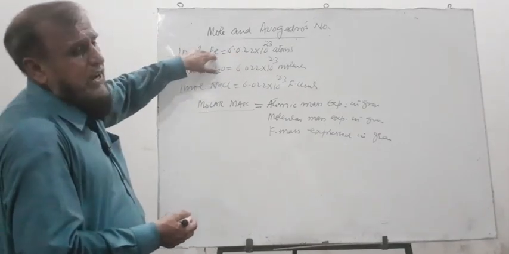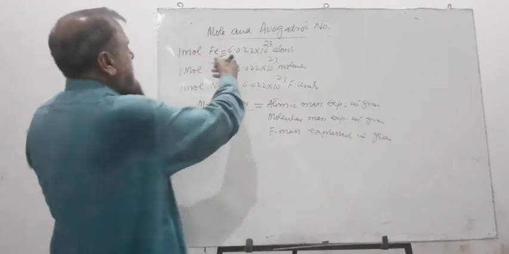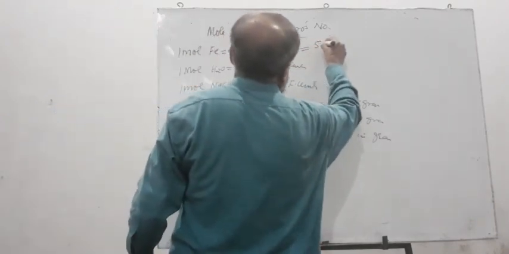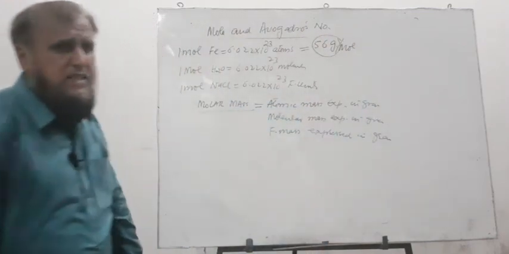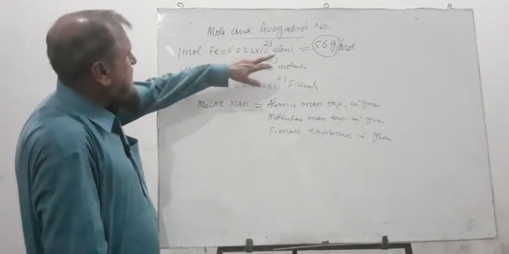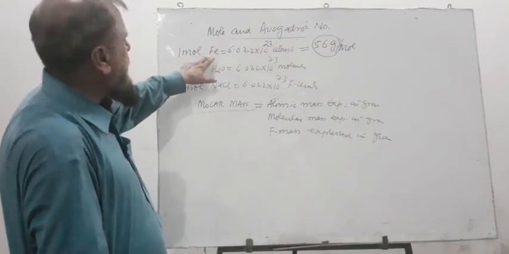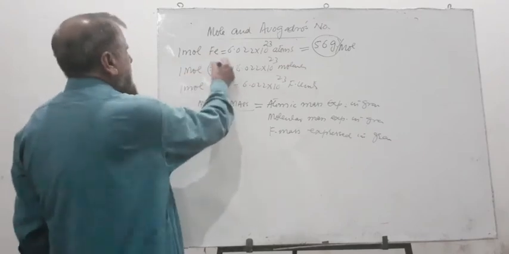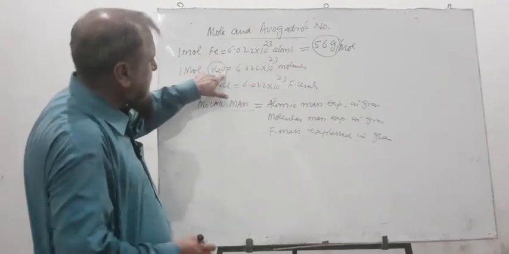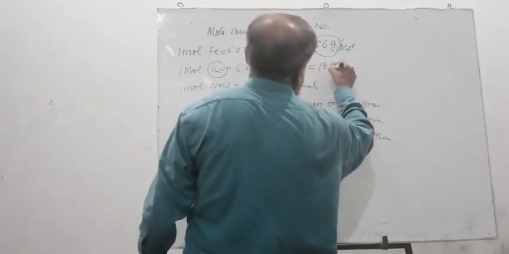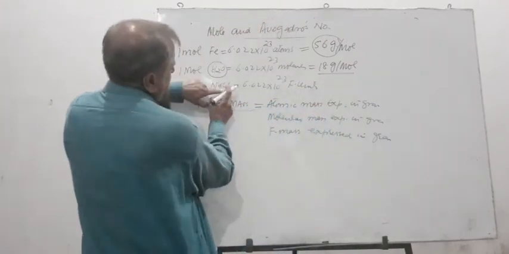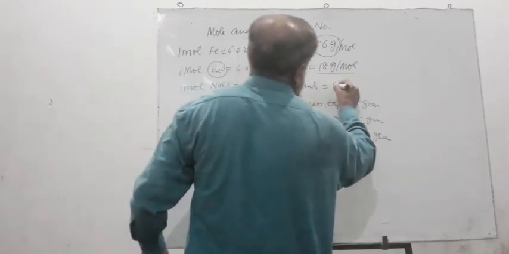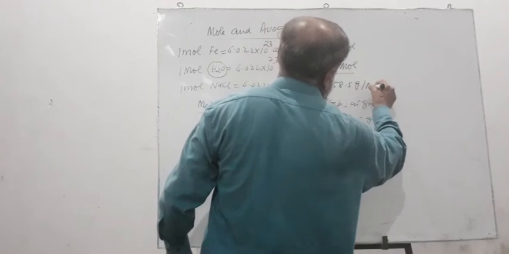The atomic weight of iron is 56 atomic mass units, but its 1 mole will be equal to 56 grams per mole. The unit of molar mass is gram per mole. So the atomic weight will be expressed in grams and it will become the molar mass of iron. The molecular weight of water is 18 atomic mass units, 2 plus 16, 18. So the molar mass of water will be 18 grams per mole. Similarly, the molar mass of sodium chloride will be 23 plus 35.5, 58.5 grams per mole.